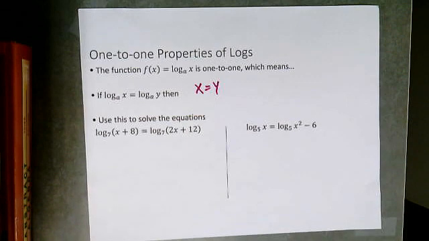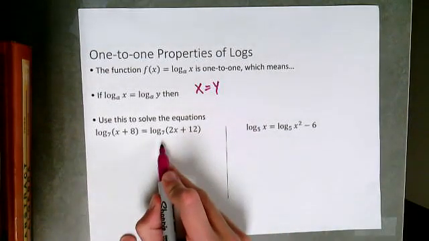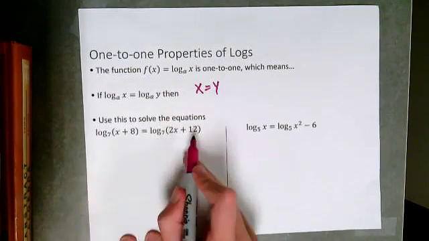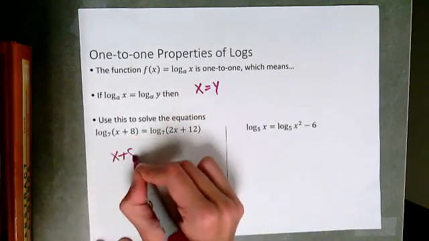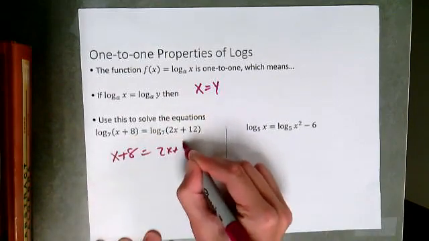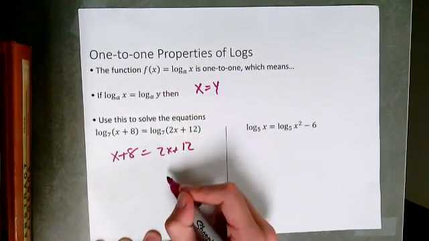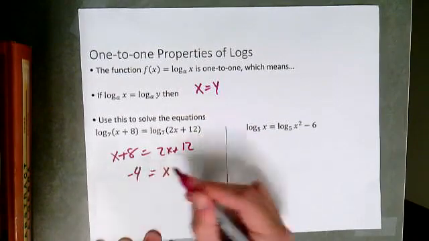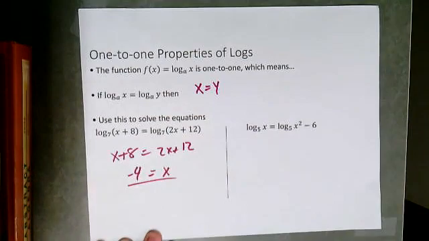So let's use this to solve the following equations. We have log base 7 of x plus 8 equals log base 7 of 2x plus 12. Bases are the same, log base of something, log base of something. So we have x plus 8 is equal to 2x plus 12. Solve, and we get x is equal to -4. Okay, well, that was simple enough.